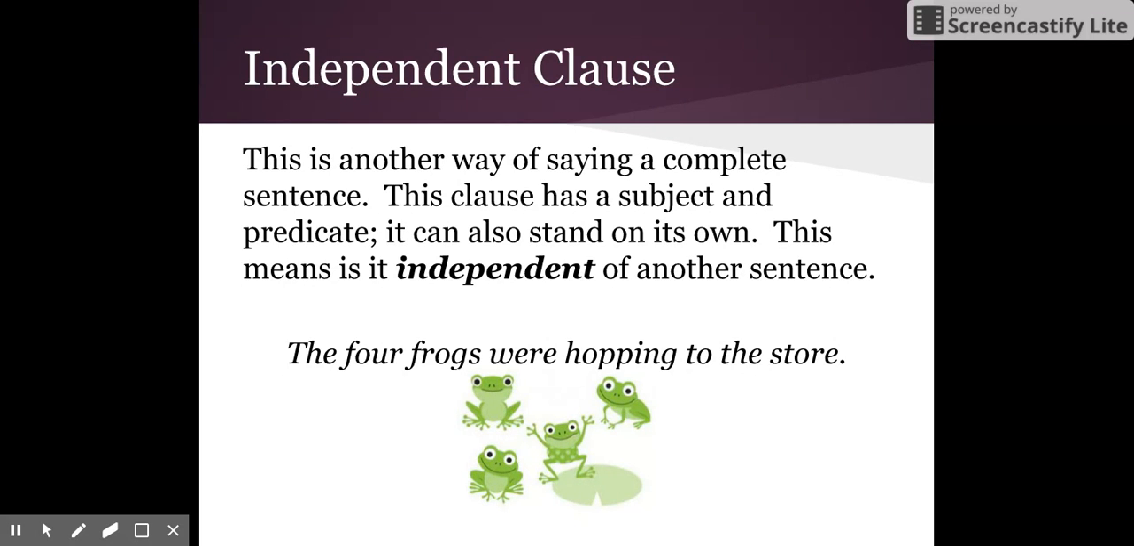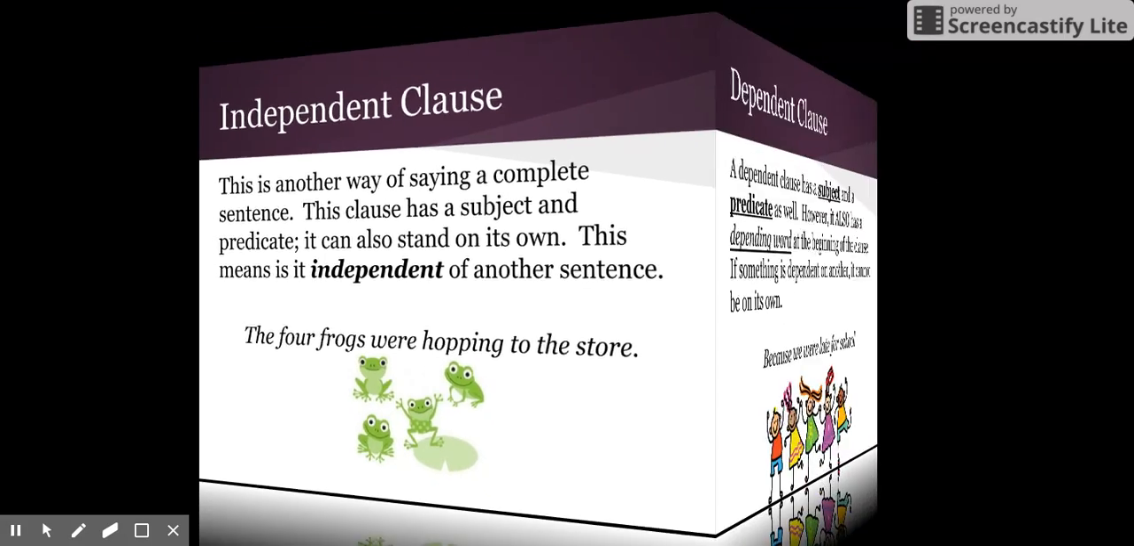So the clause below has a subject and a predicate, which is true, which makes it a clause, and it can stand on its own. So if you went up to someone and said it, the 4 frogs were hopping to the store, it makes sense. It might be kind of a kooky sentence, but that's okay. So it's independent of something else. It doesn't need anything else to work.